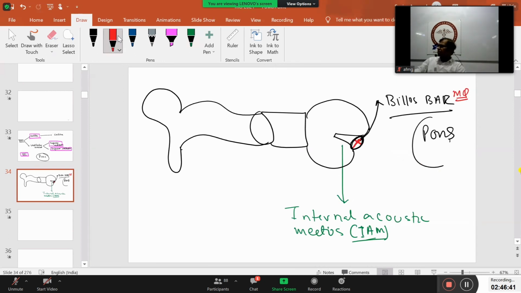So how many compartments now? How many compartments in the internal acoustic meatus? Four. One is antero-superior. One is below that, antero-inferior. One is behind that, postero-superior. And postero-inferior. These are the four compartments for the four nerves. Name the four nerves.